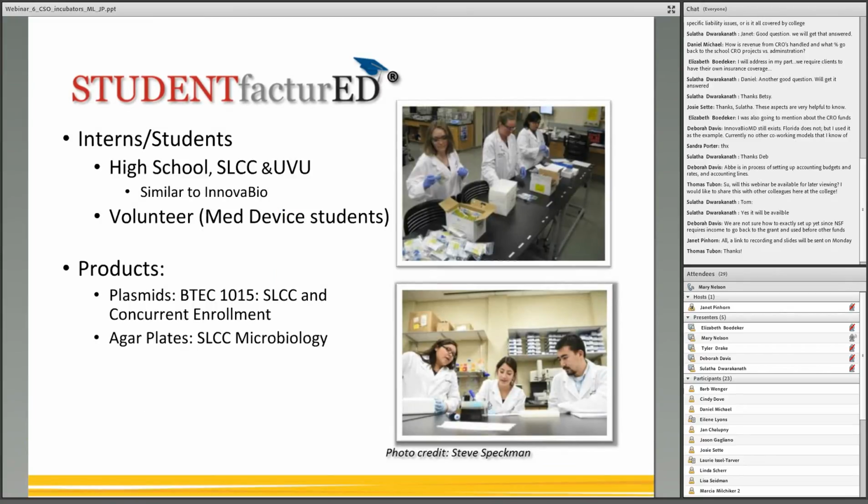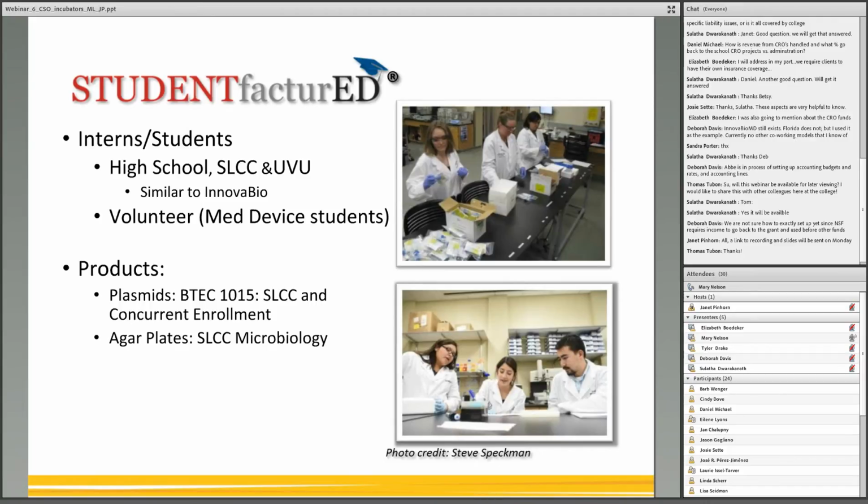So just quickly, the interns that come to us are similar to InnovaBio. They can actually start in InnovaBio, and once they finish the training packet, elect to go into Student Factured and get more of that biomanufacturing skills. Other students or interns that come to us have taken some of the medical device courses, and they're looking for training in quality control. We have one student right now studying for the CQIA certificate through the American Society for Quality.